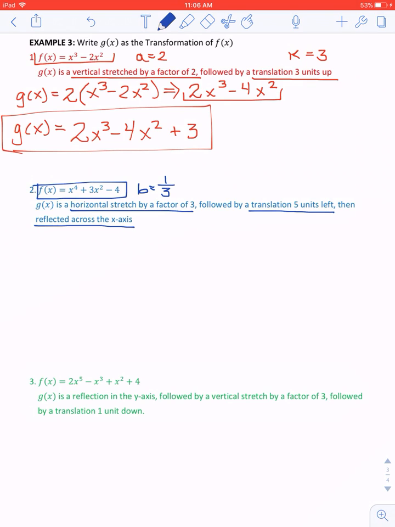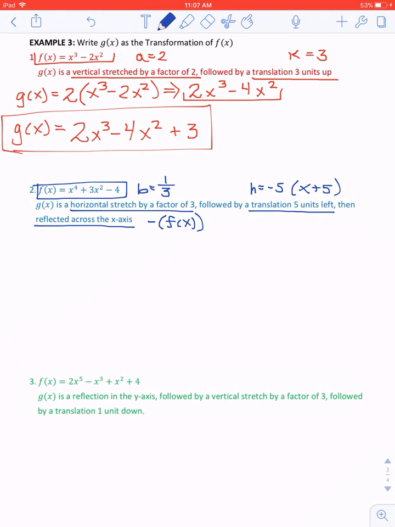Translation 5 units left. So that is our h is -5. It would look like x plus 5. And if I need to reflect across the x-axis, do I make the x's negative or the y's negative? I need to make all the y's negative. So I need to put a negative on my entire function. Okay, one step at a time.